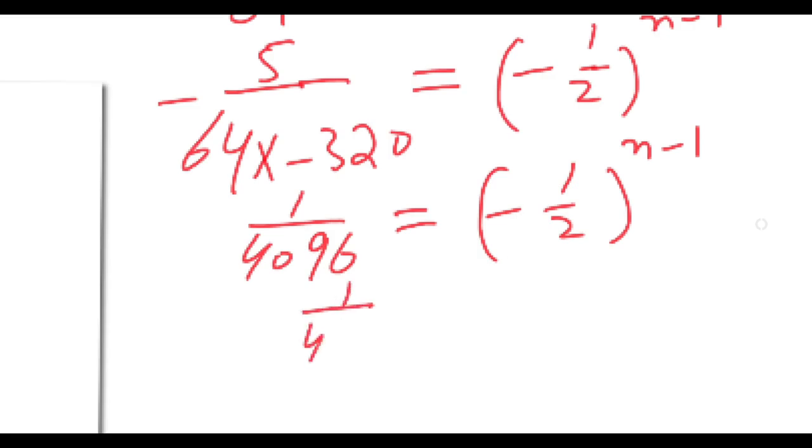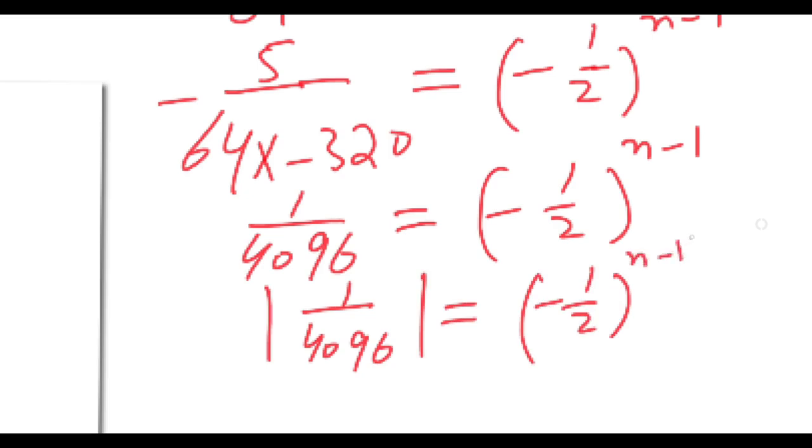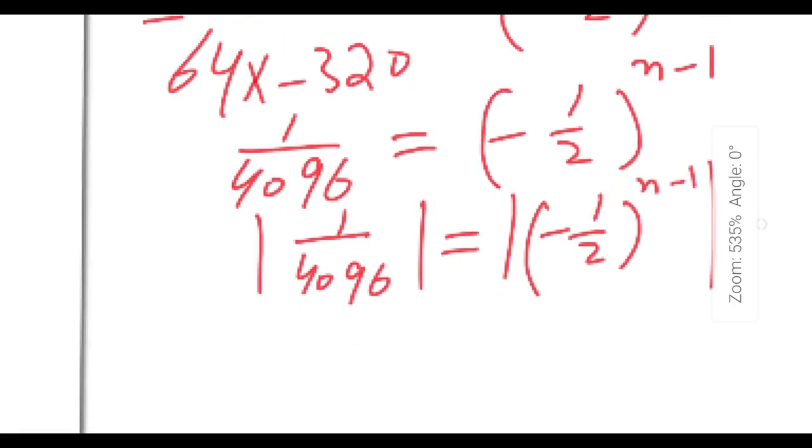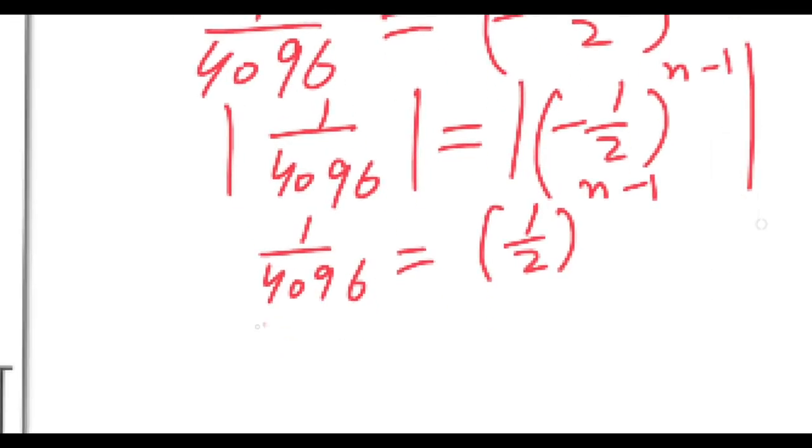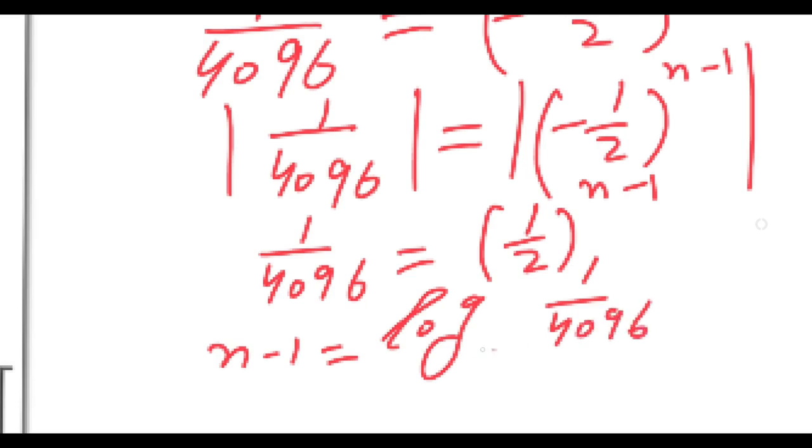1 over 4096 absolute value is equal to negative 1 over 2 to the power n minus 1 absolute value. The absolute value removes the negative sign from the number, and so the number becomes positive. So 1 over 4096 is equal to 1 over 2 to the power n minus 1. Now I can apply the log here. So n minus 1 is equal to the log of 1 over 4096 to the base 1 over 2. I use my calculator.